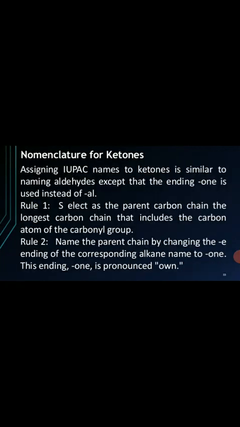Now students, next is the nomenclature for ketones. Assigning IUPAC names to ketones is similar to naming aldehydes, except that the ending -one is used instead of -al. So the first rule is to select the parent chain, the longest chain containing the carbon atom of the carbonyl group. The second rule is to name the parent chain by changing the -e ending of the corresponding alkane name to -one.